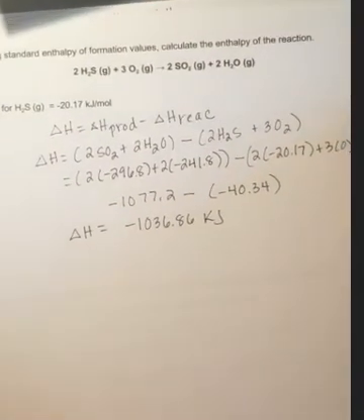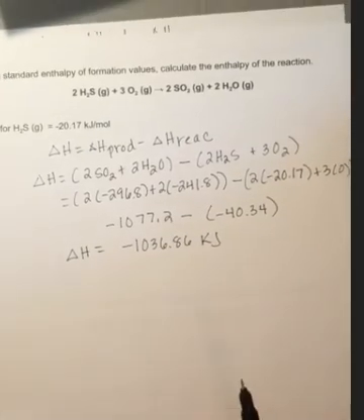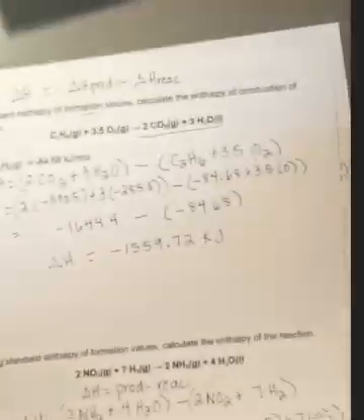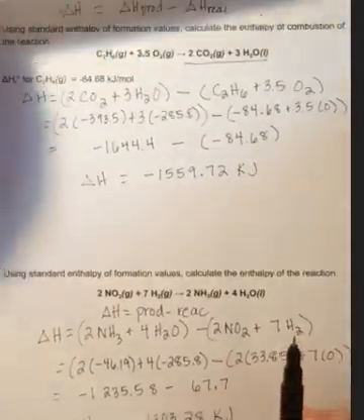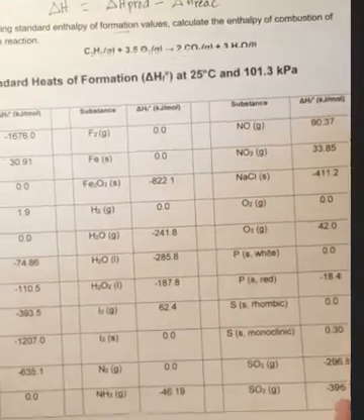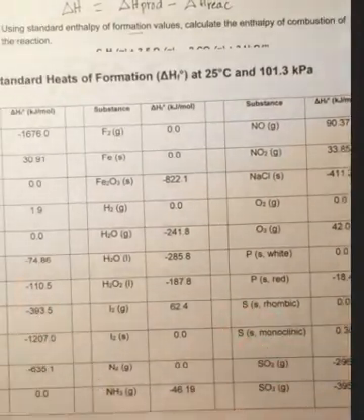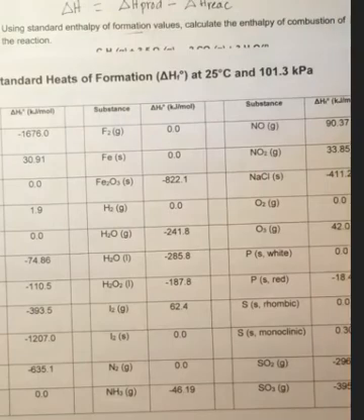Now I've shown you how to calculate delta H three different ways: the thermochemical equations, Hess's law, and now using standard heat of formation. Again, make sure that you're doing products minus reactants and that you are using this chart, which can be found in Schoology in the May 4th to May 8th folder.